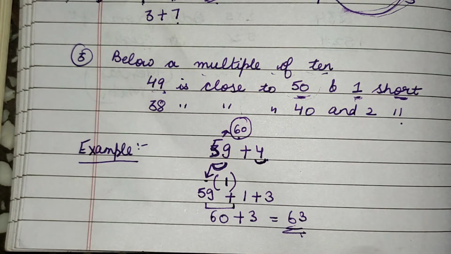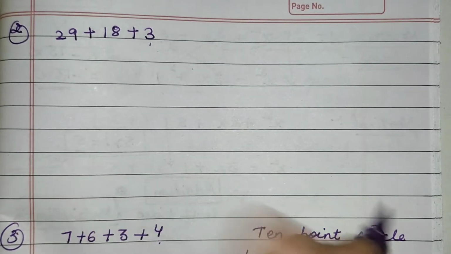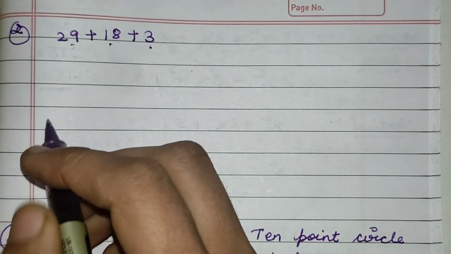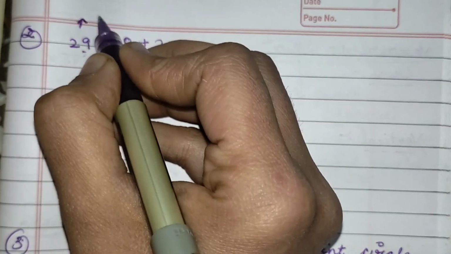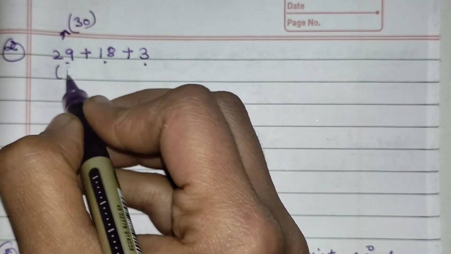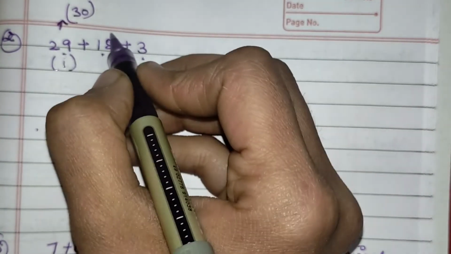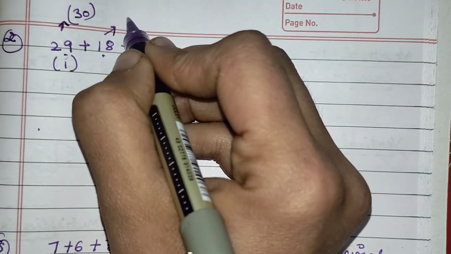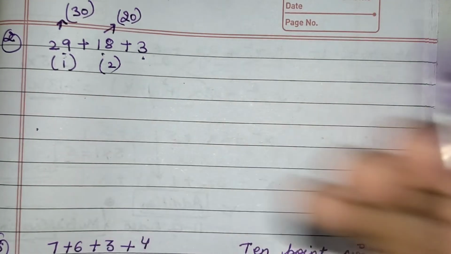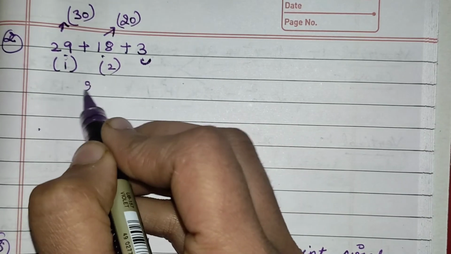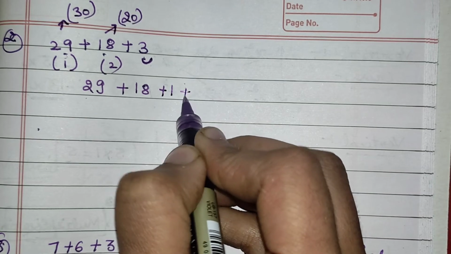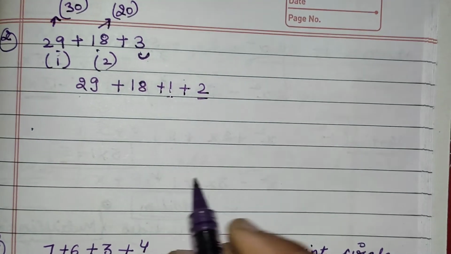Let's take some more typical questions. Let's take this second example, which is 29 plus 18 plus 3. 29 is closer to which multiple of 10? It is closer to 30. And how much is it less? It is lesser by 1. Similarly, 18 is how much lesser than 20, the multiple of 10? It is lesser by 2. So break down your 3 in two parts such that it will become 1 plus 2.